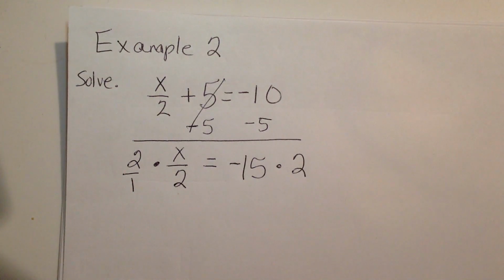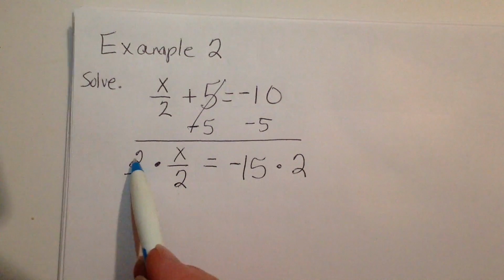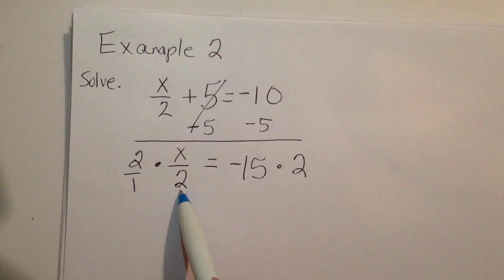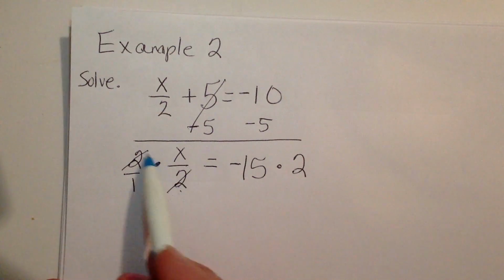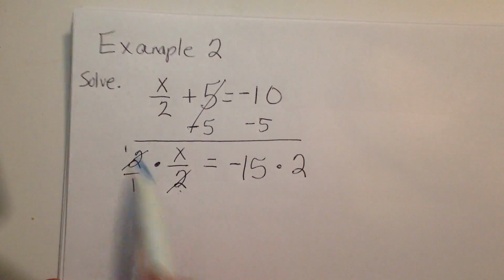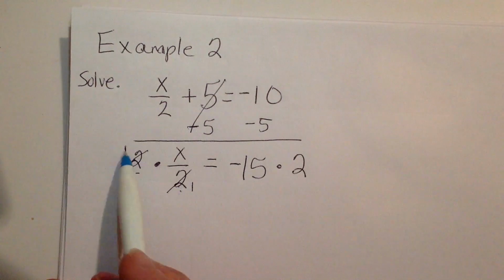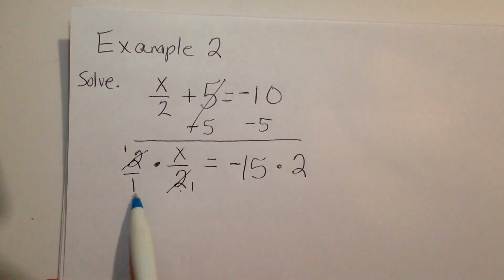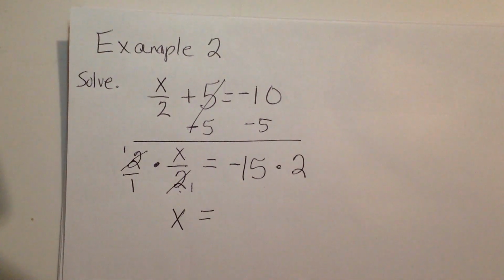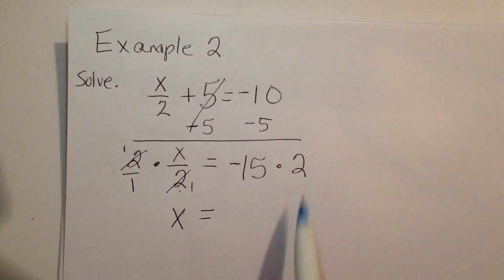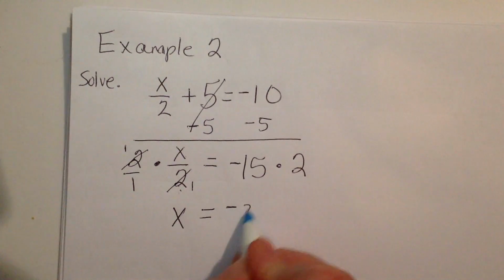When you are multiplying fractions, you can either multiply straight across or you can cross reduce. The 2's will cross reduce or cross divide. The 2's cancel out because 2 divides into 2, 1. Leaving 1 times x over 1 times 1, which would just be x is equal to negative 15 times 2, which gives you negative 30.